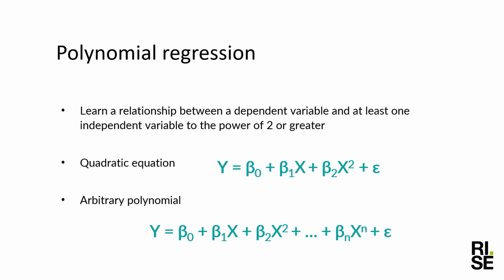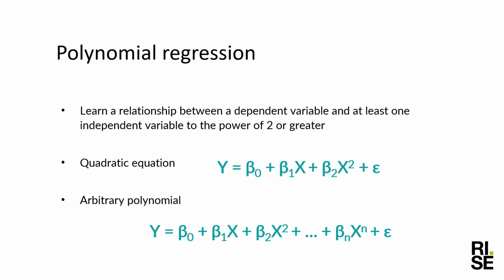But what if your data is not as nicely aligned on a line like what I just showed here? Well, then maybe polynomial regression will have you covered. This is when you learn a relationship between a dependent variable and at least one independent variable to the power of 2 or greater. So the first step to add a quadratic term here would be this equation. You had as before the two, beta 0 and beta 1, but here you will also have a beta 2 for your squared independent variable.